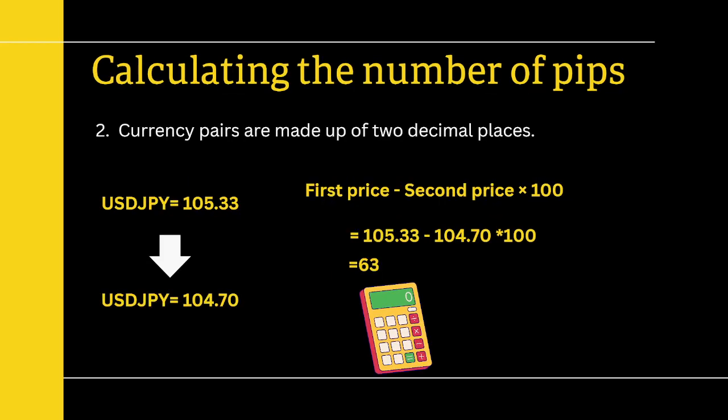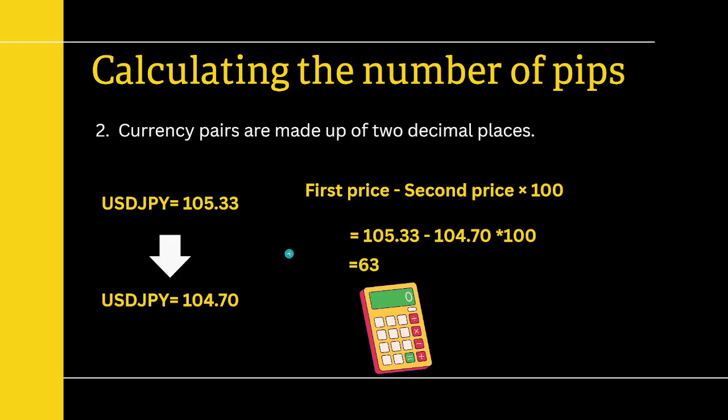The second calculation we'll talk about, which is very similar, is for currency pairs that are made up of two decimal places. For example, USD JPY. For these pairs, we also take the first price, we subtract the second price, and we multiply it by only 100 and not 10,000. So for this example, if I want to also buy USD JPY and this time my stop loss, for example, is here at 104.7, then to calculate the pips, I will need to take the first price, subtract the second price, and multiply it by 100, which equals 63 pips.